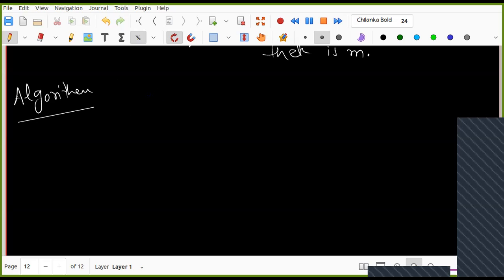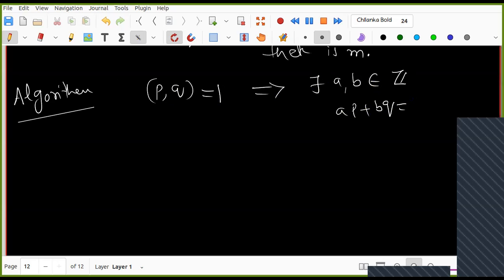What do we have? First, GCD of P comma Q is 1. This implies that there exist two integers A comma B belonging to Z such that AP plus BQ is equal to 1. So fix A and B. Why am I writing fix A and B? Do you know why?